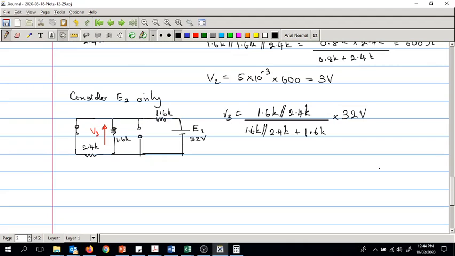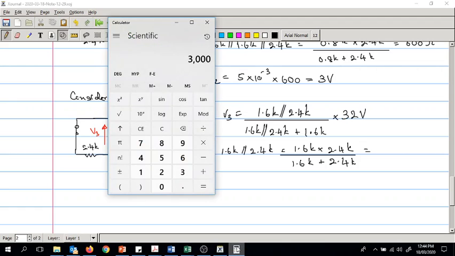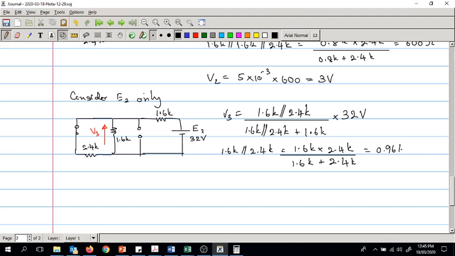Now what is this 1.6k parallel 2.4k? It is 1.6k into 2.4k divided by 1.6k plus 2.4k, which is 1.6 into 2.4 divided by 1.6 plus 2.4, that is 0.96k. Sorry, this is k.